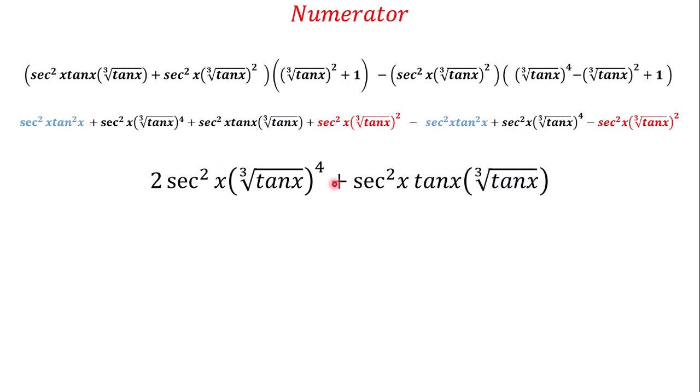2 secant x squared times cube root of tangent x to the power 4 plus secant x squared tangent x cube root of what? Tangent x. But mind you, this one here is the same thing as this one here. This one here is the same thing as what? This one here. The reason why I didn't rewrite this one in this form or rewrite this one in this form is that when you expand it, you have to see what you have expanded.